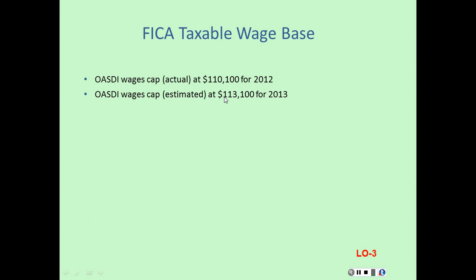This is where we think the cap is going to be, or it is. It says estimated, but I think it has evolved to be at that number, 113,100 for 2013. So we're talking here about Social Security, and about when you stop having to pay Social Security in any one year, when you've paid Social Security on this much for 2013.